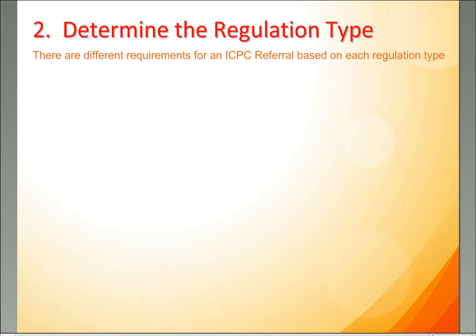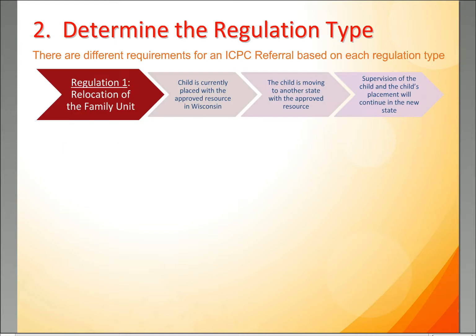Now, while the process of creating an ICPC referral in EWIS-ACWIS will help you determine the regulation type, it's important for you to have a basic understanding of the difference between the regulations. Each regulation has different requirements for the referral. First is Regulation 1, relocation of the family unit. This means that the child is currently placed with an approved resource in Wisconsin, and the child is moving to another state with the approved resource. In the other state, supervision of the child and the child's placement will continue.